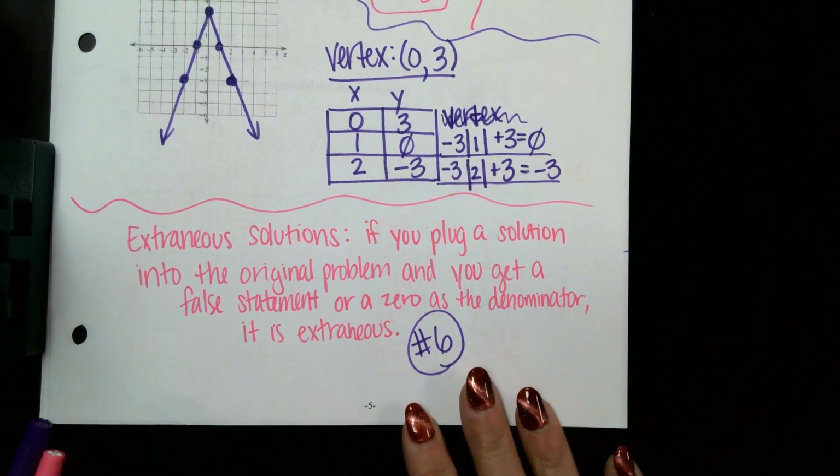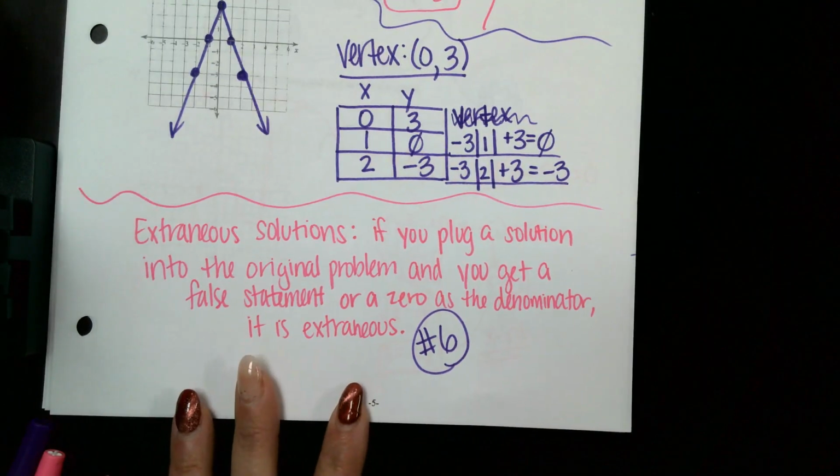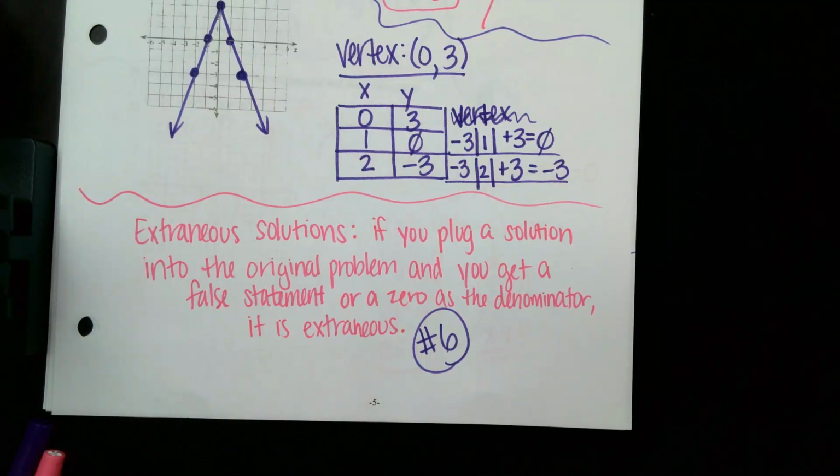I never talked about number 6, but that's what number 6 is all about. They're going to ask you about extraneous solutions. Okay? So extraneous solutions are just those solutions that if you plugged them into the original equation, if you got a 0 on the bottom of a fraction, you had to cross it out. If it makes the statement false, got to cross it out. Okay? And that is the end of your review. And officially the longest video I've ever made.